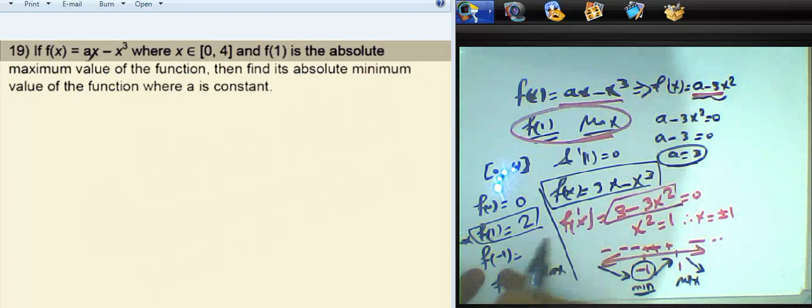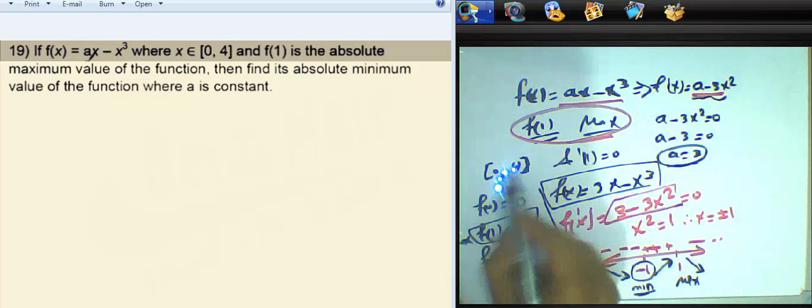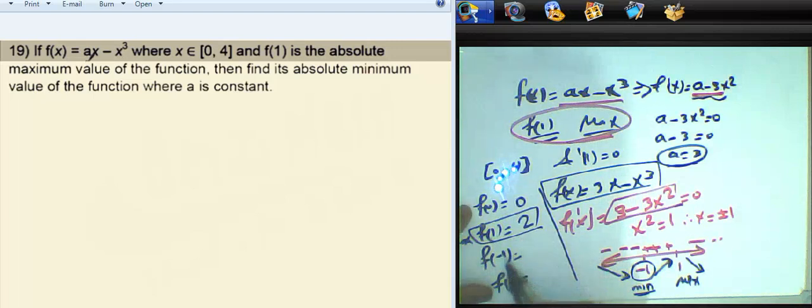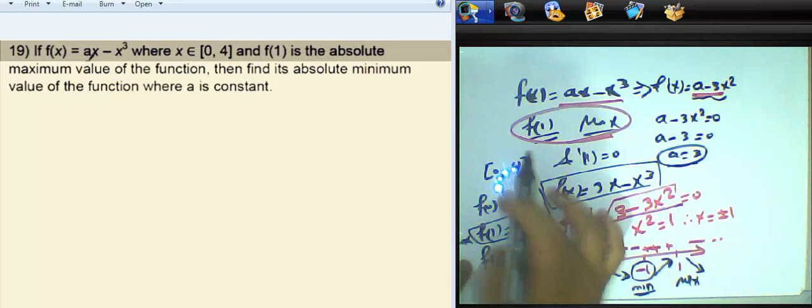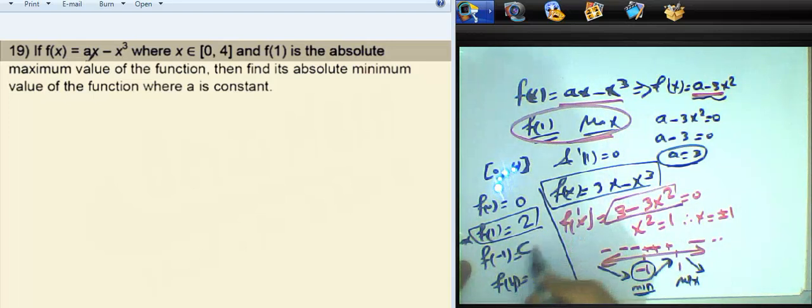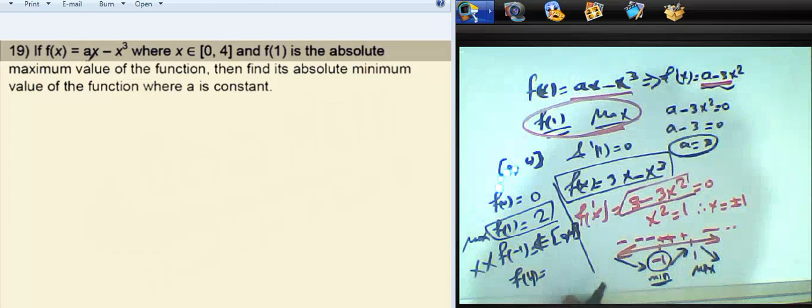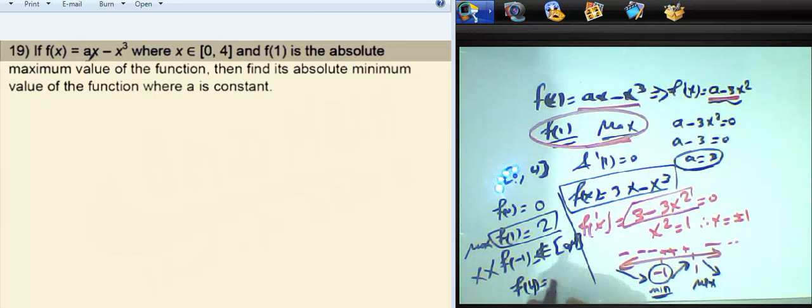Again, at negative 1 it was 1, and at 4 it was 4, sorry. Again, 0 and 4, and 1 and negative 1. Negative 1 does not belong to the interval, so we can cancel this, it's wrong, because this point does not belong to the interval. And then we must put 4 here.